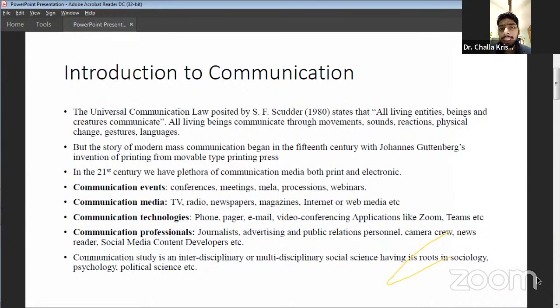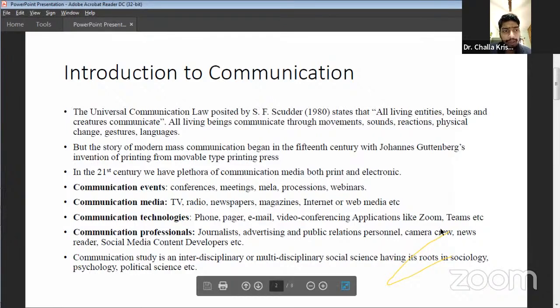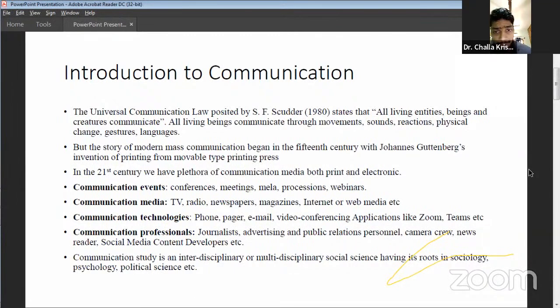It need not be speech, it need not be a language. It can be anything. It can be a movement, just a sound, just a reaction, a physical change, a small gesture. So communication happens between any given living beings. As a journalist, we should understand how it is happening and what we can do to make it more effective, efficient, and productive.